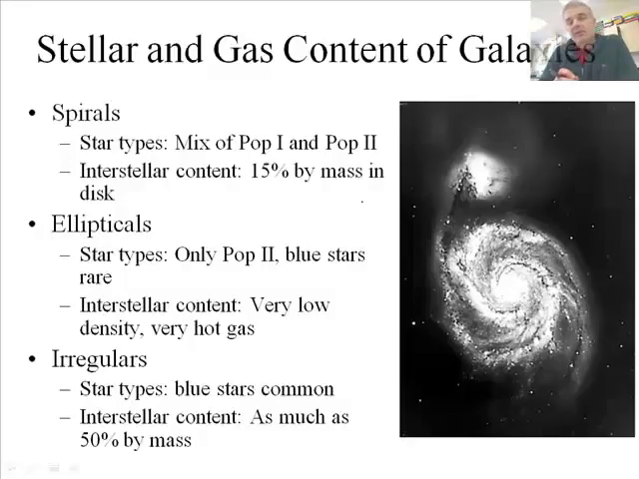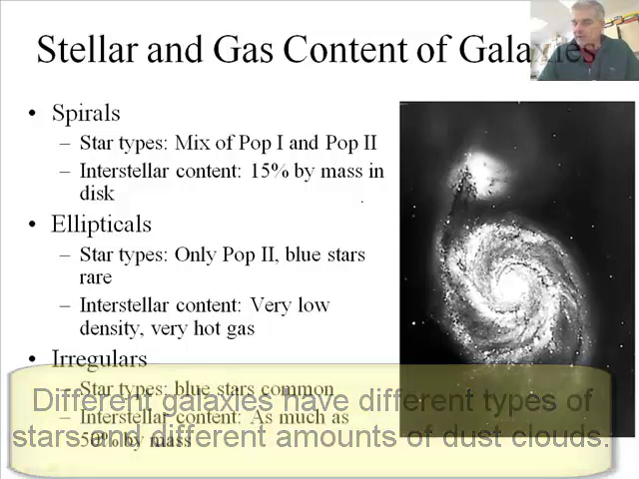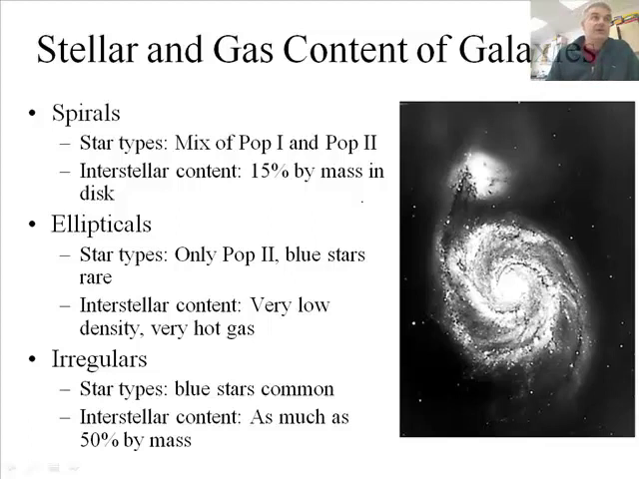Change their shapes. Okay, that's something else. Now let's talk about what's inside of the galaxies. Now we've said, of course, there are billions or millions of stars, but it turns out that there are different kinds of stars that are more prominent in some galaxies than in others.